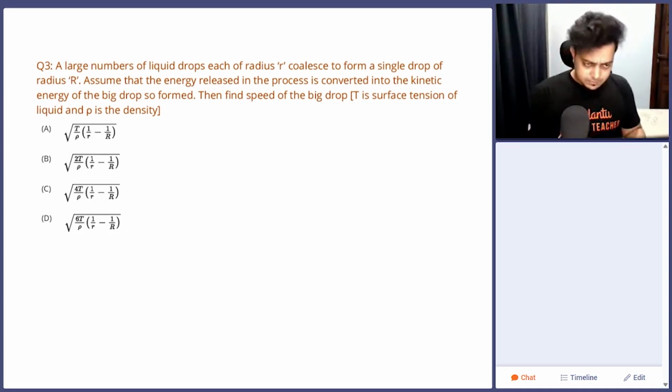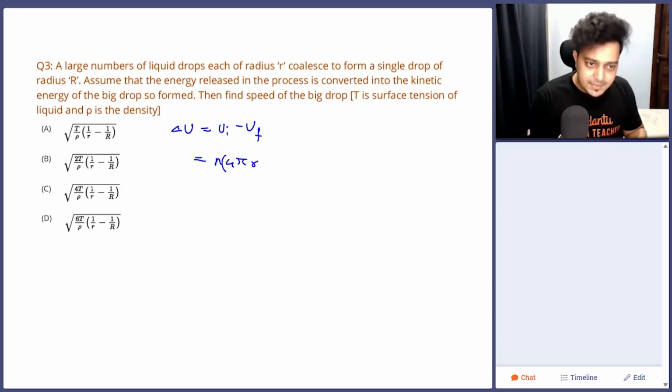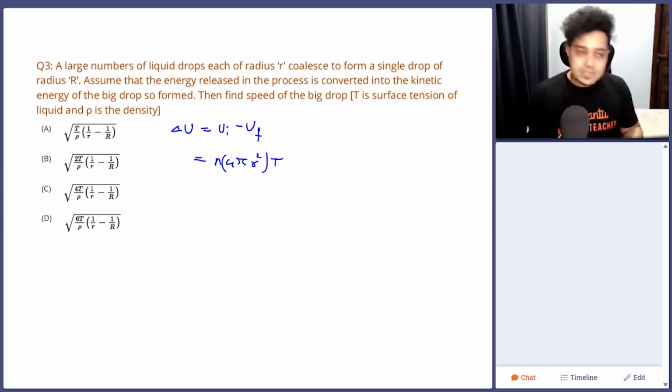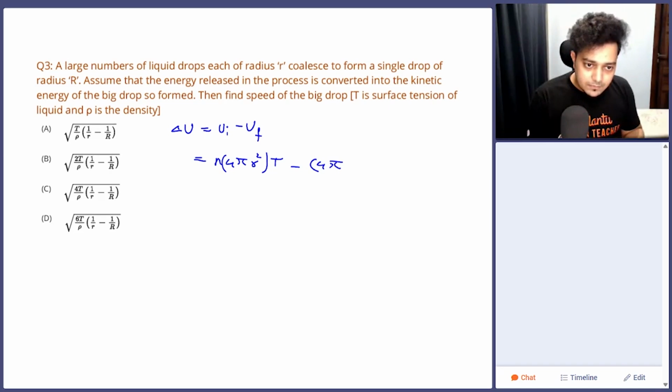Fine. So first of all, we have to calculate how much energy will be released when many drops merge into one single drop. When a large number of drops merge into one single drop, how much energy will be released? So delta U will be equal to initial energy minus final energy. The initial energy will be n number of liquid drops, each of them having surface area 4 pi small r square, where small r is the radius of the small drop, into surface tension T. So this is the total initial energy. Minus, finally it becomes one single big drop, so the area of that big drop will be 4 pi capital R square into T.